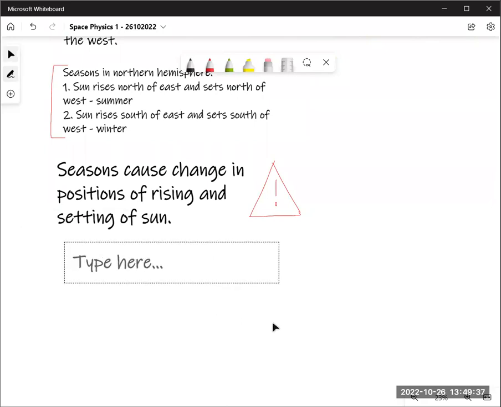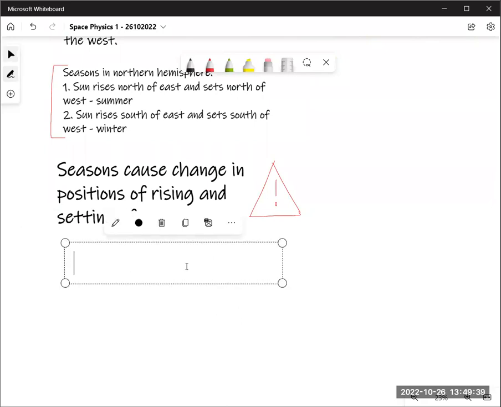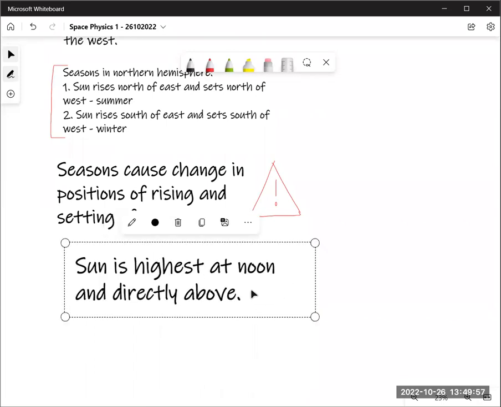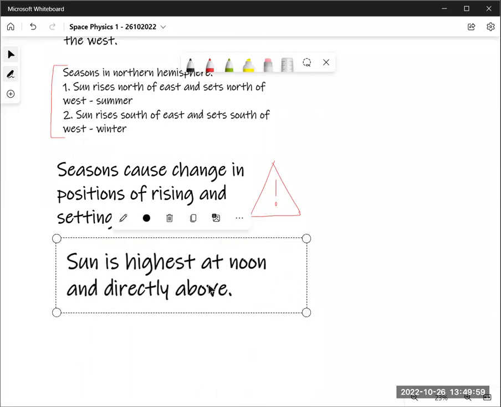Let's look at a few more things, such as one more basic piece of information, that the sun is highest at noon and directly above, basically, above the horizon.